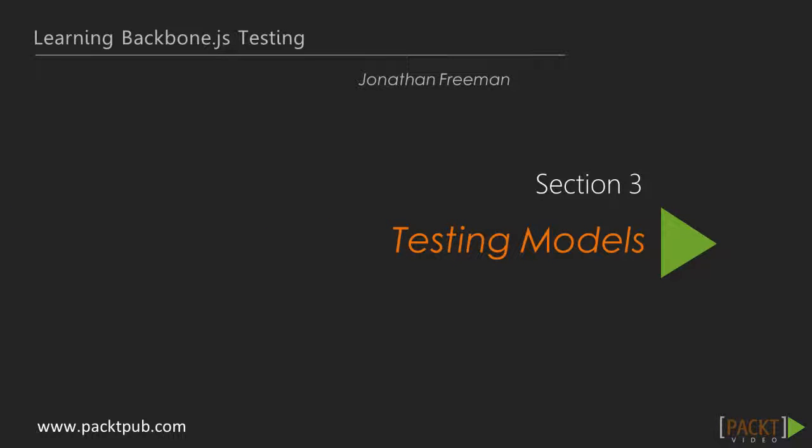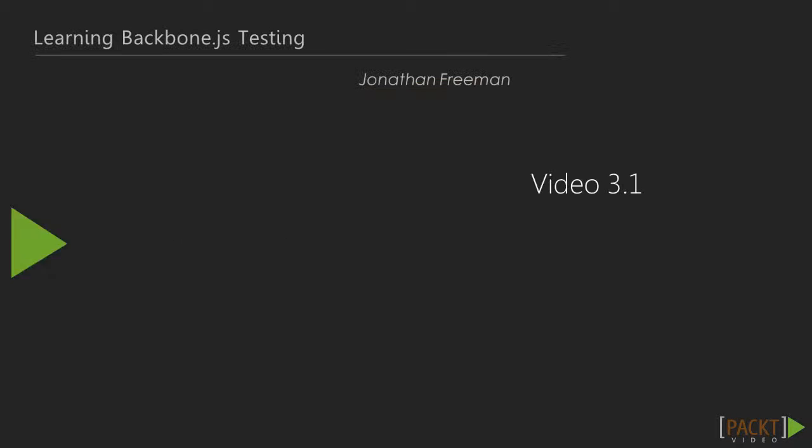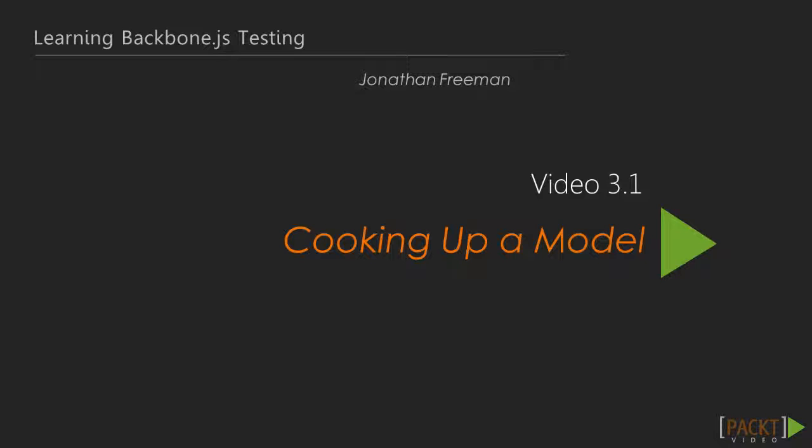At this point, we have a foundation of what testing is, what Jasmine testing looks like, and have set up our environment to be able to test Backbone code with Jasmine. In this section, we're going to start building our recipe app, starting with the recipe model. We'll figure out what the recipe is supposed to look like and implement it, all driven by tests. We'll also introduce a very useful concept in testing called fixtures, but we'll get to that in a few videos. First, let's talk about recipes.